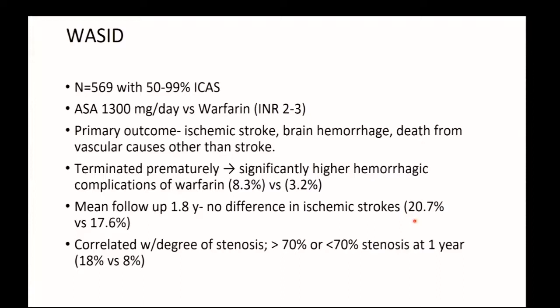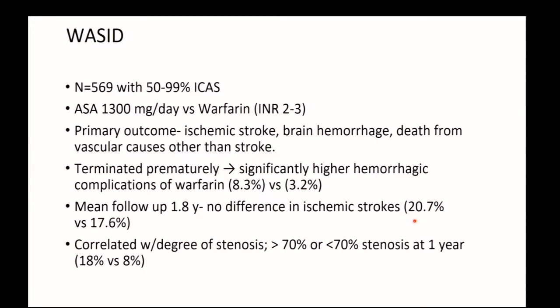And the study was terminated prematurely because of significantly higher hemorrhagic complications of warfarin. 8.3% of patients had a hemorrhagic complication with warfarin versus 3.2% with aspirin, and not just aspirin, 1,300 milligrams of aspirin every day. The mean follow-up was almost a year and a half, or 2 years, and there was no difference in ischemic stroke outcome. And again, you see the same number, 20% versus 17% in the warfarin versus the aspirin arm, still in the range of 17, 18% risk of recurrence in the median follow-up of almost 2 years.